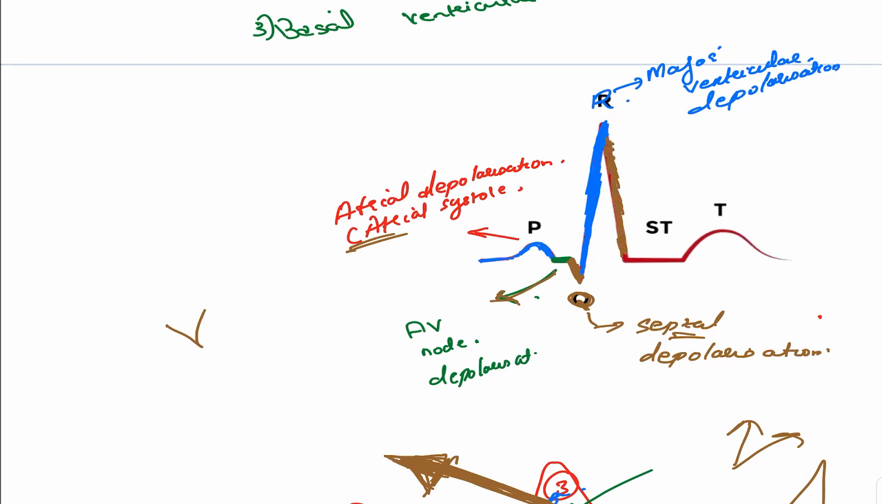Negative means a downward deflection. From the R it comes down, but it does not go beyond the isoelectric line. The baseline is called the isoelectric line, so it just comes down. That is S. And S is basal ventricular depolarization. We have still not reached repolarization, we are still in the depolarization part. So basal ventricular depolarization has taken place.